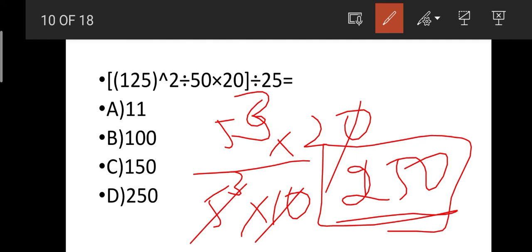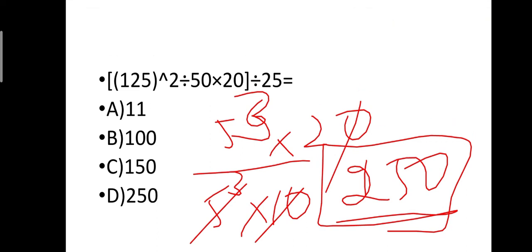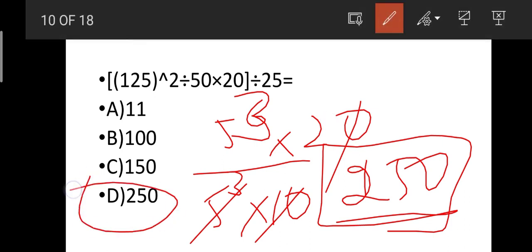By knowing your squares and cubes, you can solve the questions very quickly, not only in our number series but also in the simplification process. Okay friends, at least be perfect in your 1 to 25 squares and 1 to 15 cubes. I am repeating it again and again because it is that much important for us to solve the questions very quickly. Okay, now we will be moving to our next question. Okay, in this question our answer is 250.